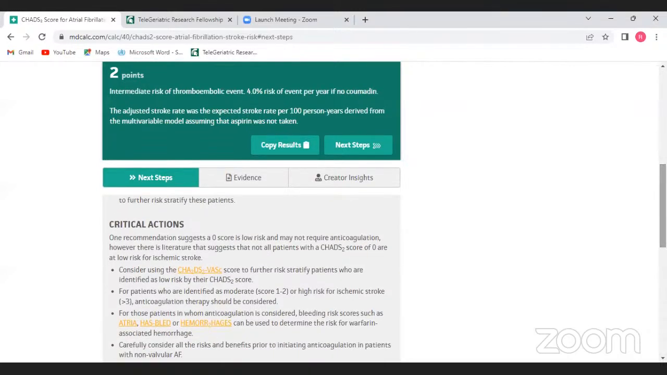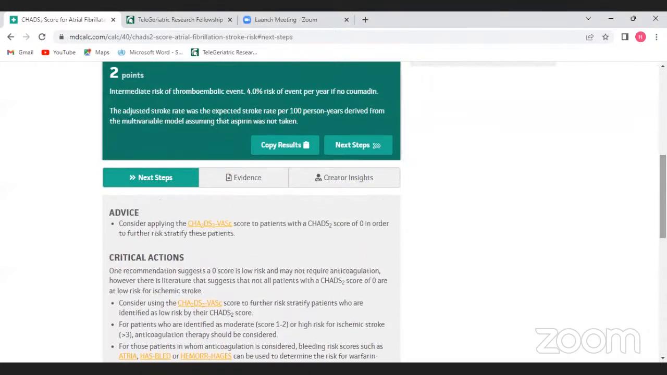Okay, so this is the CHA2DS2 score. We need to consider using the CHA2DS2-VASc score in patients with a CHA2DS2 score of 0 to moderate to further risk stratify these patients. So a patient with low risk on this score needs to be reassessed by the other score we will go through next.